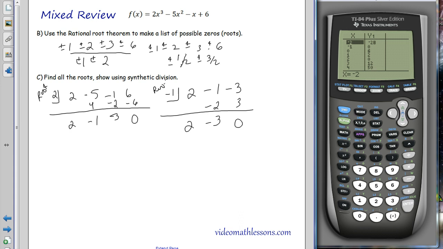Finally, I have this new little baby equation. So this would be x's. So it's 2x minus 3 equals 0. Move things over. x equals 3 halves. That's my last root. So what do I got here? I got negative 1, 3 halves, and a positive 2. Those are my roots for this problem.